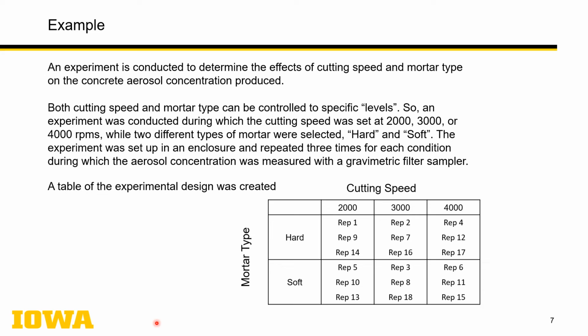Okay, but take a good hard look at this. We have 3 by 2. How many different combinations? 6. 2 times 3, it's 6 different combinations. I have to set it at 2,000 versus a hard mortar, set it again at 3,000 versus hard, 3,000 versus soft, etc. These are the treatment combinations. They're the combinations of the levels of each type.